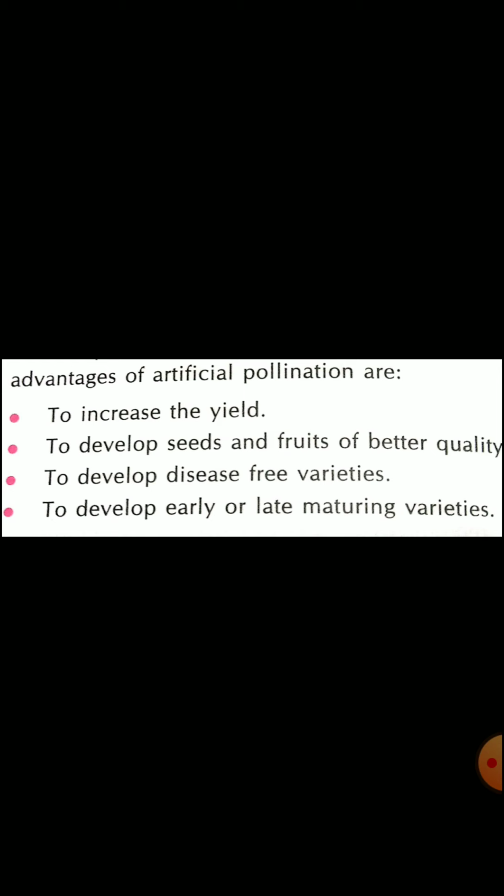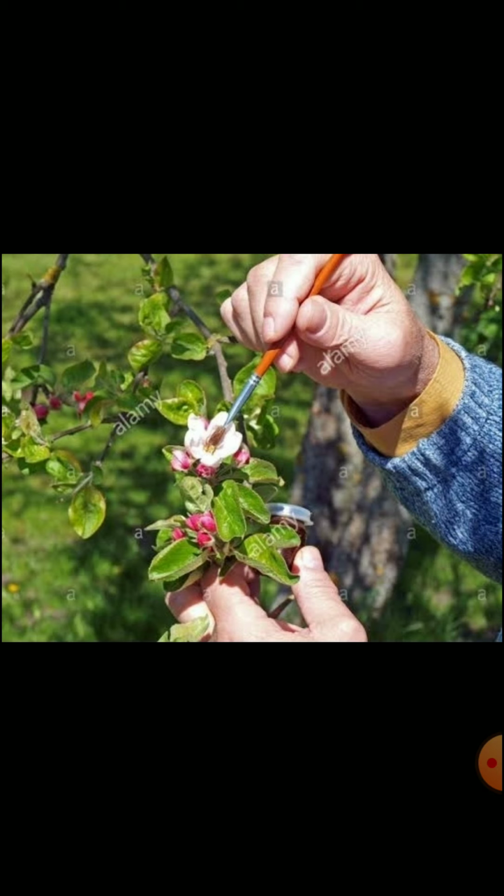What are the advantages of artificial pollination? To increase the yield, to develop seeds and fruits of better quality, to develop disease-free varieties, to develop early or late maturing varieties. This picture shows the artificial pollination technique.